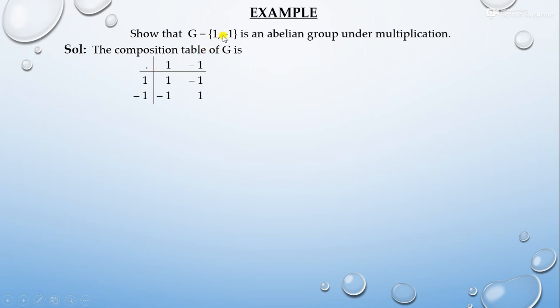You have to write the elements of the set, 1 and -1, along the top and along the side, and then make the composition table. Here it is given under multiplication, so you have to multiply. If it were given as addition, you would do the addition here.